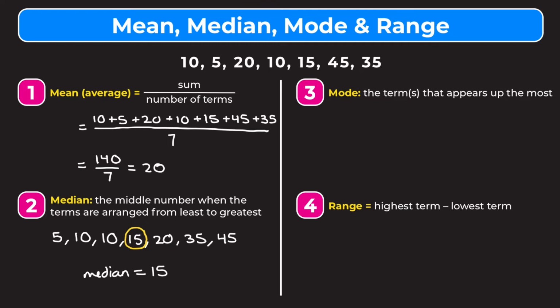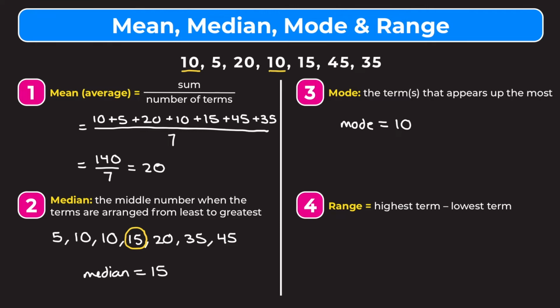Moving on to the mode, it says the mode is the term or terms that appear the most. Sometimes we won't have any mode, and that's if all the terms only appear once. Sometimes we have only one mode, and that's if we have one term that shows up more than any other terms. And sometimes we have multiple modes if 2 or 3 numbers show up the same number of times. If we look at our data set, we should be able to tell that 10 shows up twice, which is more than any other number. So the mode of our data is 10.